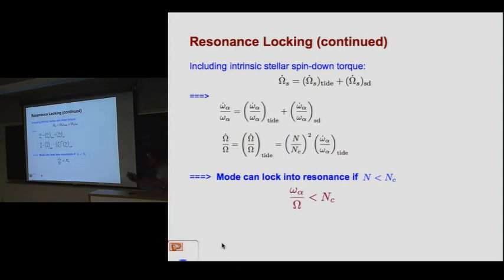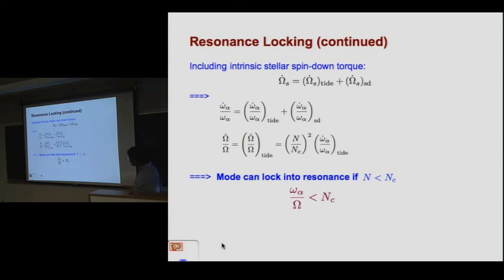So the spin frequency is changing not just due to tides, due to the binary, but also intrinsically slowing down. There is an intrinsic spin-down due to stellar evolution, the expansion, the stellar wind. So both tides and the intrinsic torque contribute to the spin evolution. If you take that factor into account, you can easily convince yourself that mode locking can occur not just at this particular NC, but can occur if n is less than NC, because there are two contributions to the spin frequency evolution.